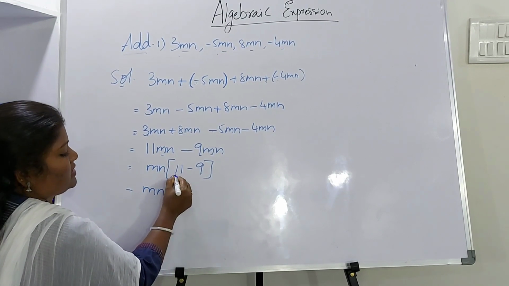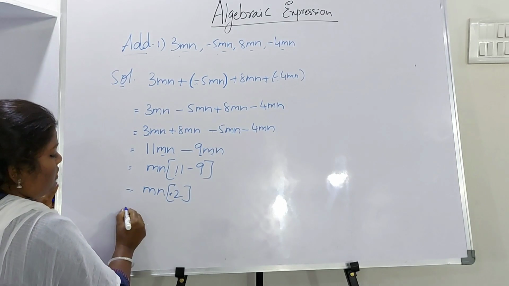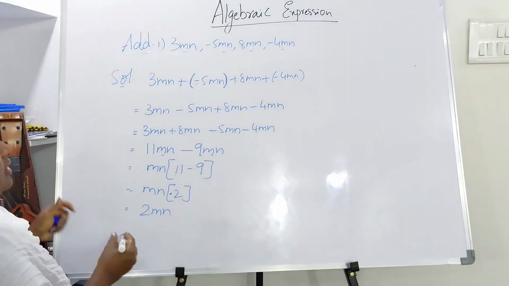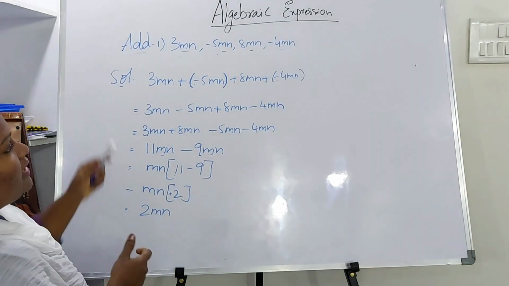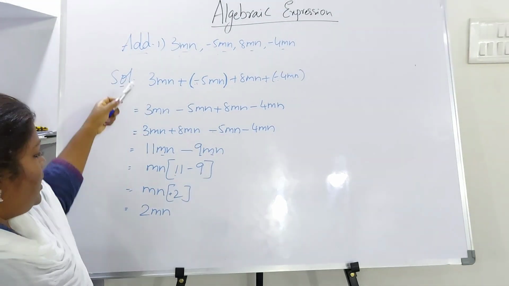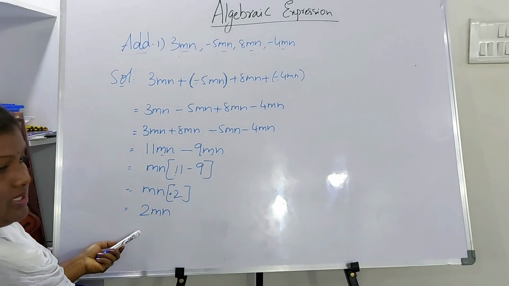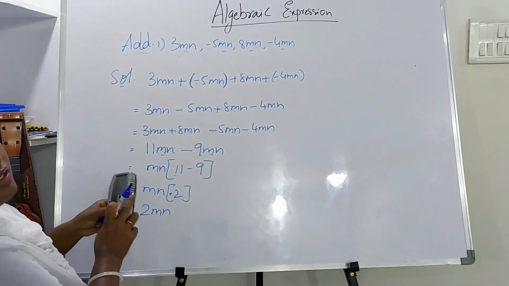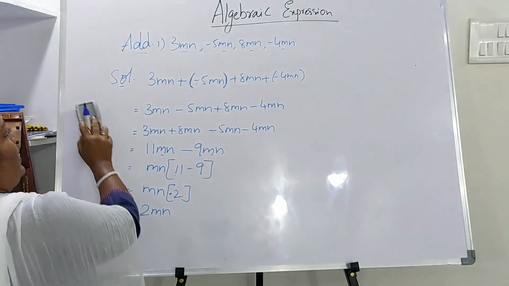Bigger number has the plus sign, so you are going to get plus 2. So 2 into mn is 2mn. Yes. So because here you have directly the same variable, the process is simple. Now let me take another example, a little different from this problem.